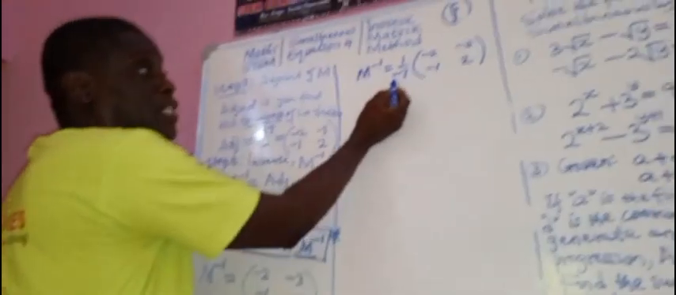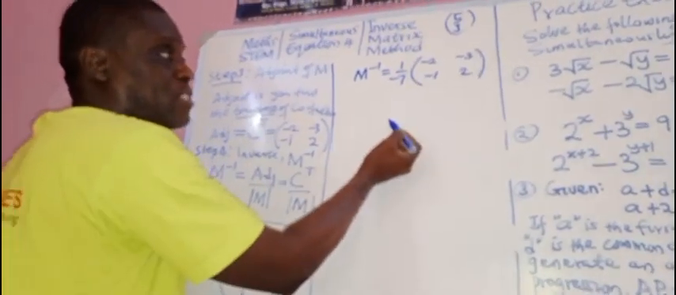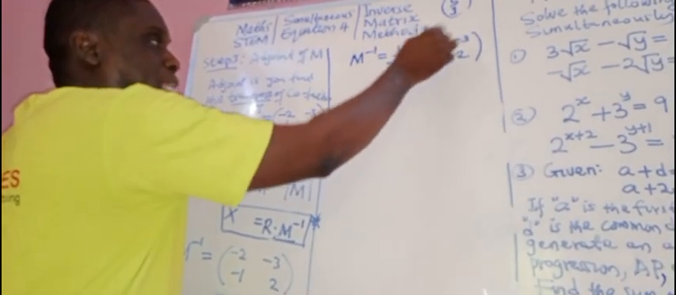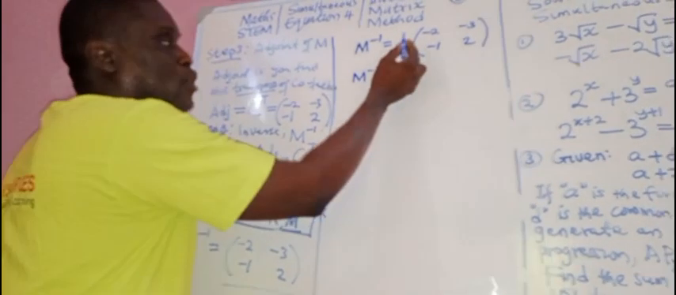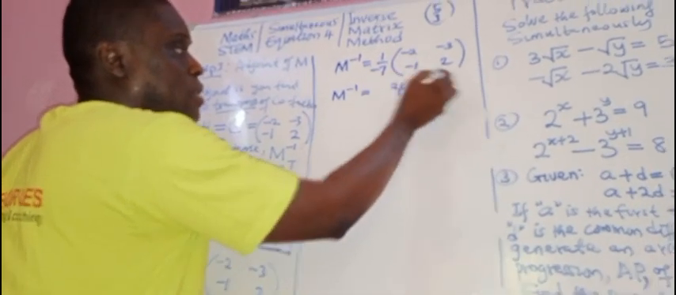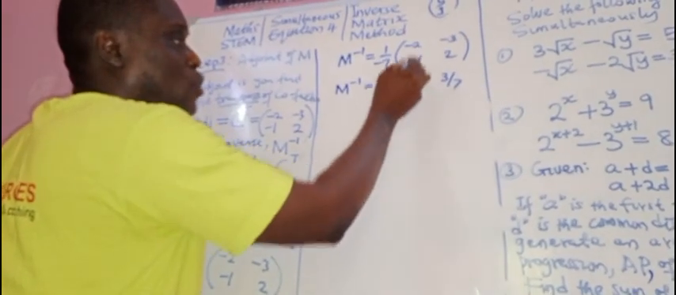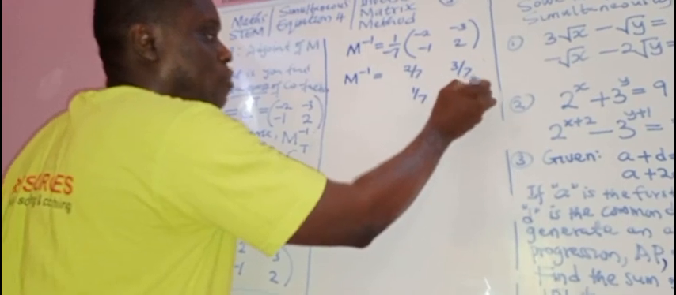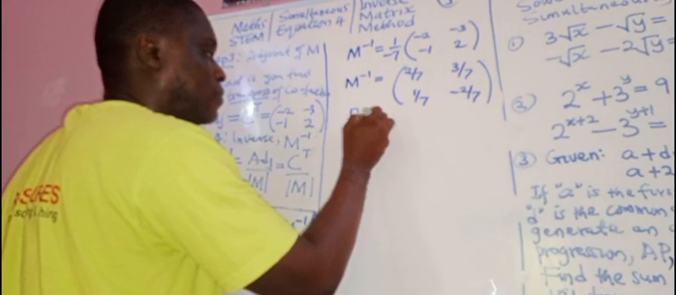Now this number, minus 1 over 7, is a number. It multiplies each of the elements in the matrix. This is a number multiplied by a matrix, so this number multiplies each element. So the inverse would be this: minus 1 over 7 times minus 2 is 2 over 7, because minus times minus is plus. Then 3 over 7. Minus 1 over 7 times minus 1 is 1 over 7. Minus 1 over 7 times 2 is minus 2 over 7. Do you get that?